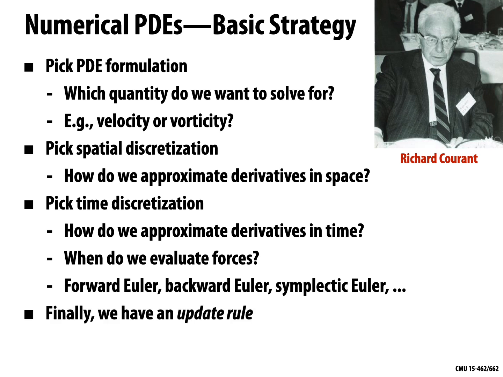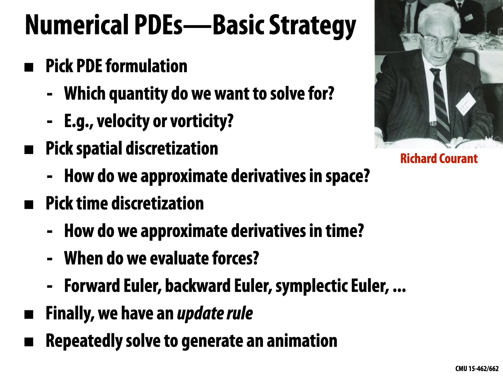Finally, all of those choices give us an update rule. They tell us what is the relationship between the data that we have and the unknown data at the next moment in time. And so we can repeatedly solve this update rule or update equation to generate our animation. So let's dig in a little bit to these basic equations we saw before.